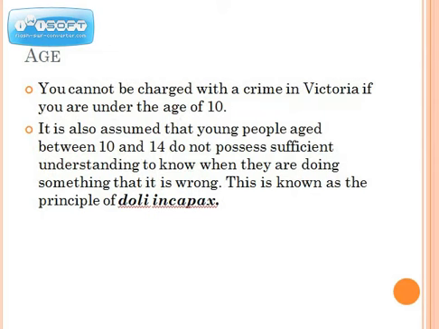Okay, so the next principle of criminal liability is age. You can't be charged with a crime in Victoria if you're under the age of 10. However, you can be charged after the age of 14. But it's between the ages of 10 and 14 where it's considered that you don't possess sufficient understanding to know what you're doing or that what you're doing is wrong, and that concept is known as the principle of doli incapax, and that's an important concept for you to remember.